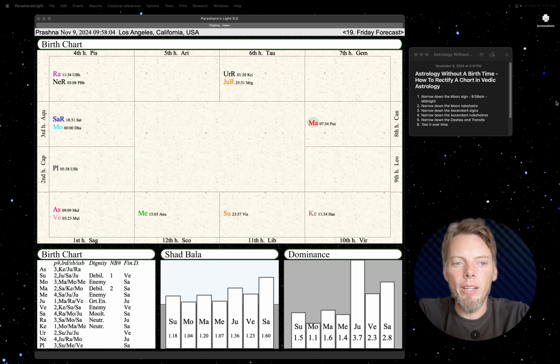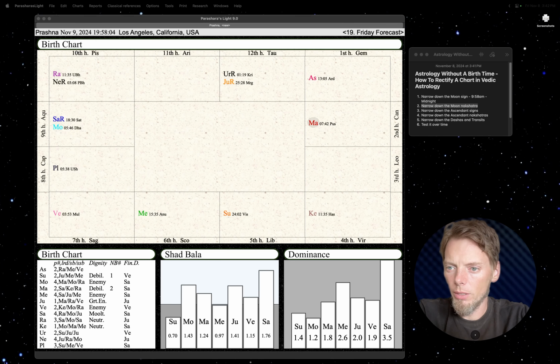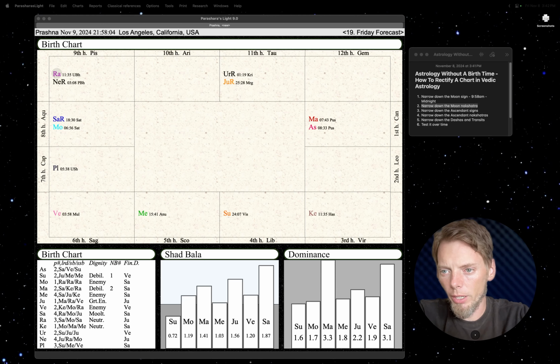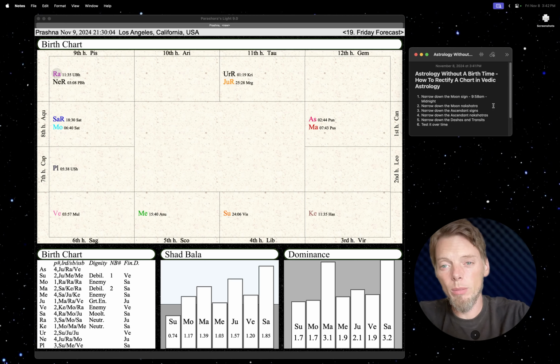But now we want to narrow down step 2, narrow down the moon nakshatra. So we start with moon in Dhanishta. And if we go forward through the hours, we get moon in Satabhisha at what time? This is kind of a slow process sometimes, right? So I'm just walking you through it in real time, just like I would if I were needing to do this with a client. And usually we can do this in about 30 minutes, but sometimes it might take up to an hour.